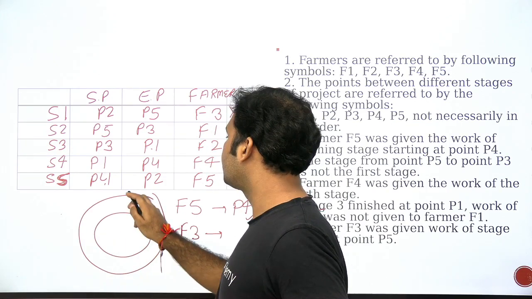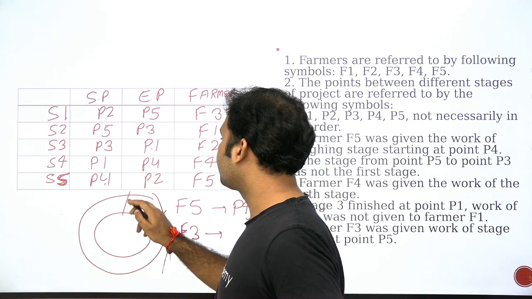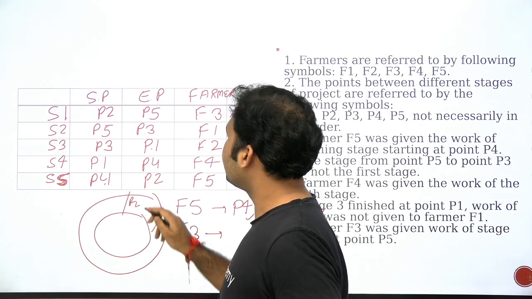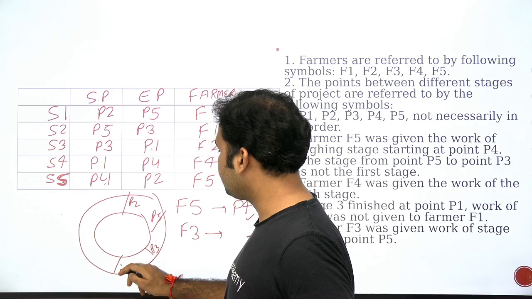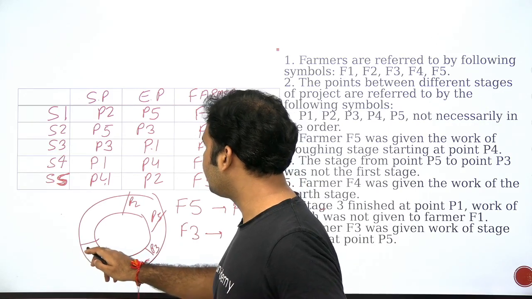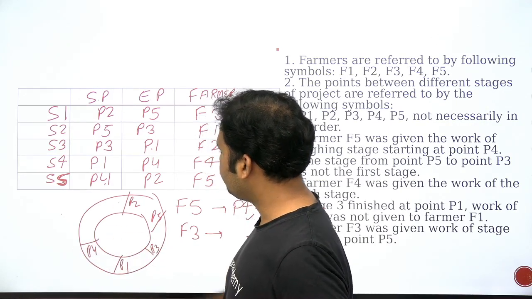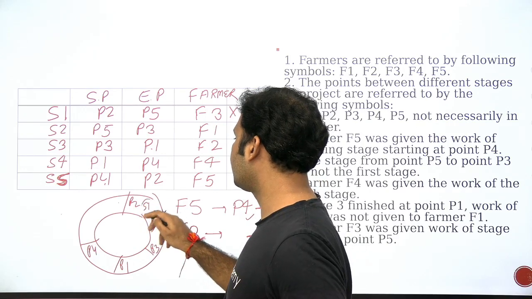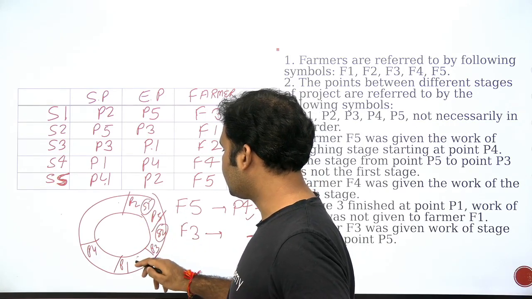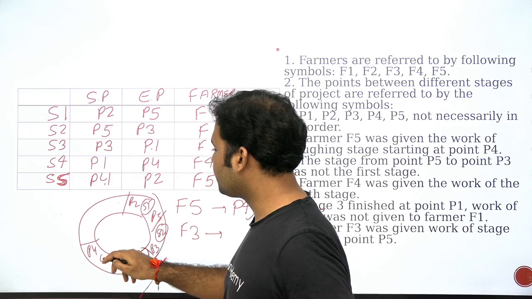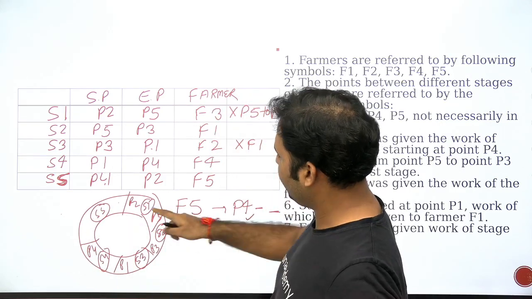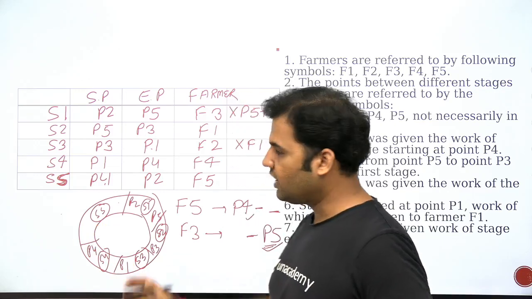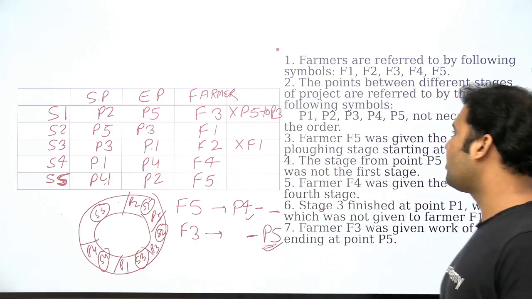The first stage is P2 to P5, and then the second stage is P5 to P3. Third stage is P3 to P1. Fourth stage is P1 to P4. And the fifth stage is P4 to P2. So this is stage 1, this is stage 2, this is stage 3, this is stage 4, and this is stage 5. And we also know the names of the farmers, and you can place the name of the farmer also. And this set is completed now, and now you can answer all the questions.